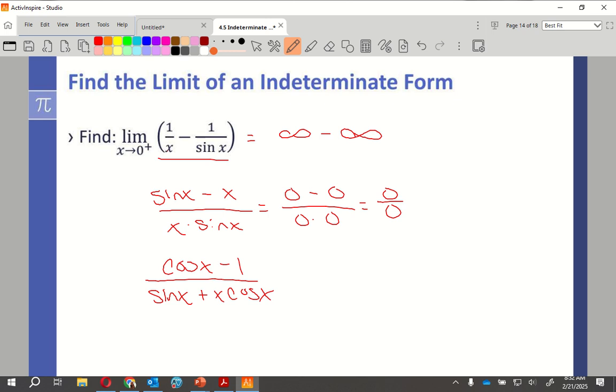Now can I plug in? Now can I plug in the 0? Cosine at 0 is 1. Okay. 1 minus 1. So sine at 0 is 0, plus 0. So I have indeterminate again.